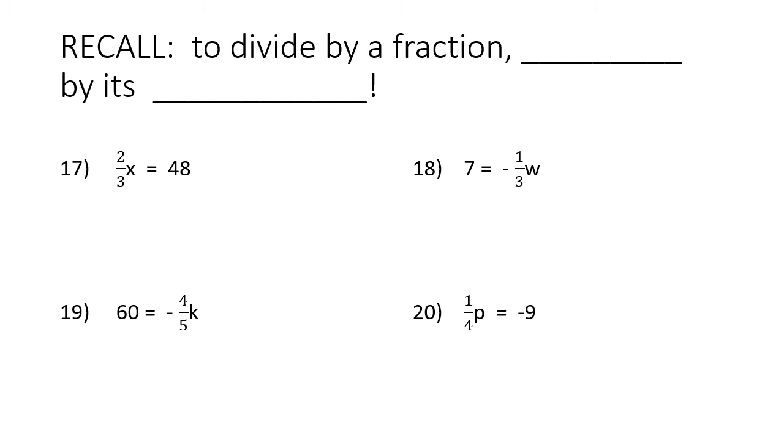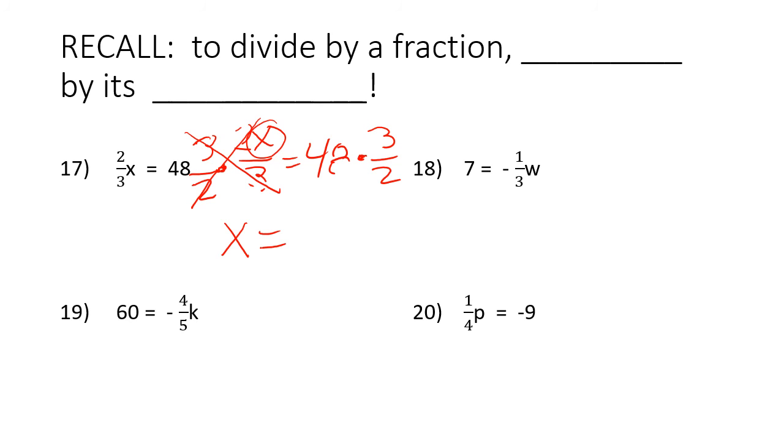2/3 x. This is really 2x over 3 equals 48. So we can multiply by the reciprocal. Multiply by 3 over 2 on both sides. On the left-hand side, the 3's cancel, the 2's cancel. We are left with x equals.